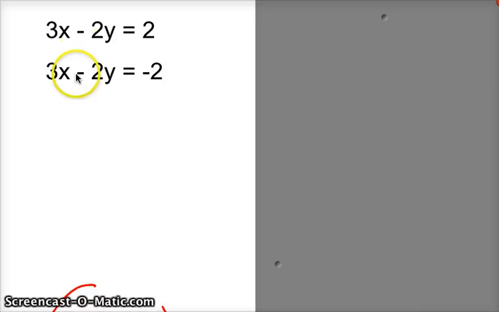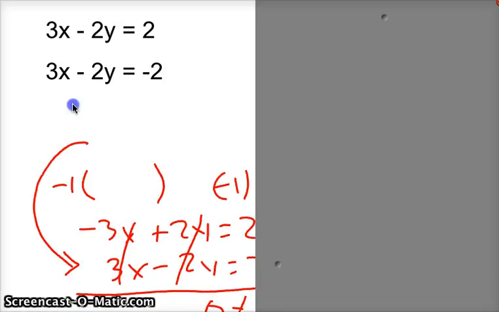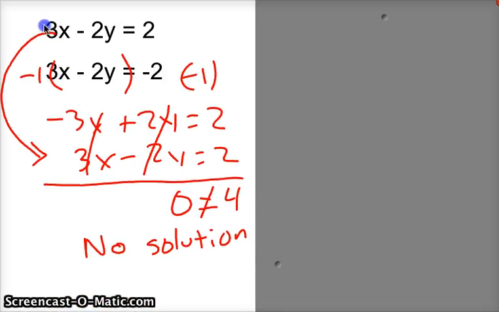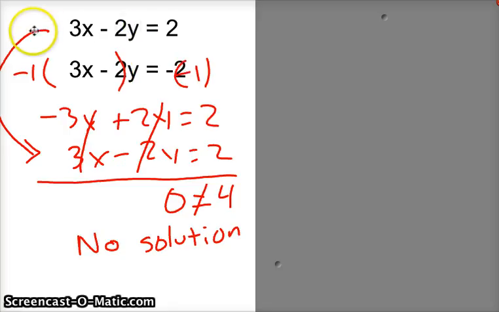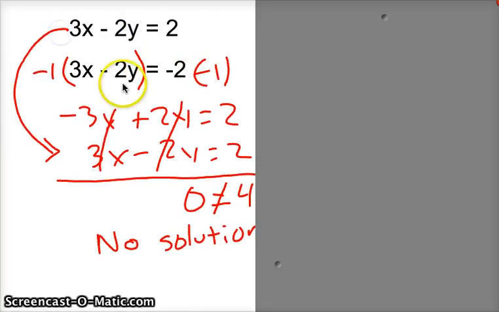So here we have a system: 3x minus 2y equals 2, 3x minus 2y equals negative 2. I've chosen to use elimination to solve this system. So what I did, here's all my work. I took my second equation and I multiplied both sides by negative 1. So that gave me negative 3x plus 2y equals 2. And then here's my arrow showing that I rewrote my first equation and then I added them.